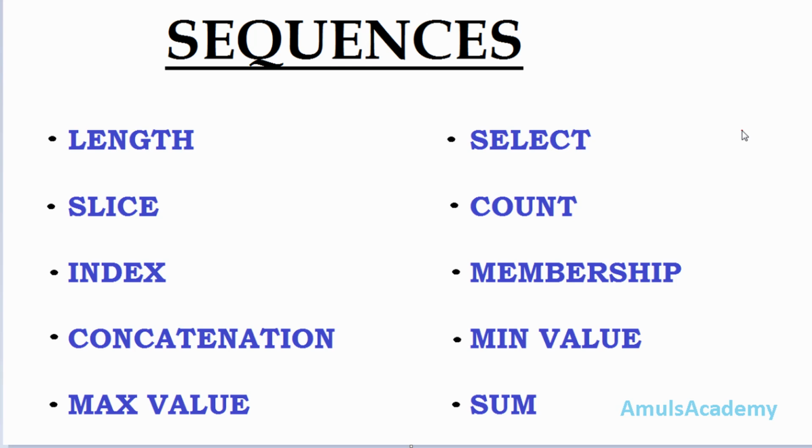Today in this tutorial we are discussing sequences. Lists, tuples, and strings are called sequences. There are 10 sequence operations in Python: length, select, slice, count, index, membership, concatenation, minimum value, maximum value, and sum. We'll discuss these one by one with examples.